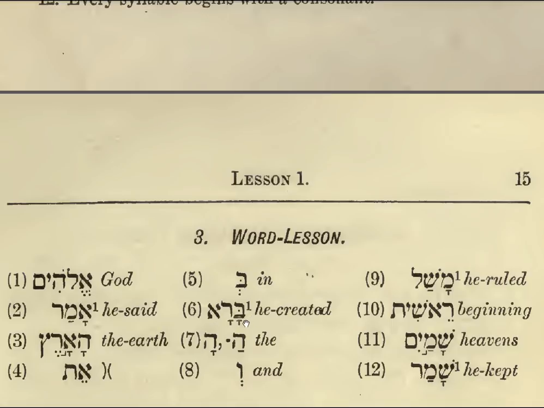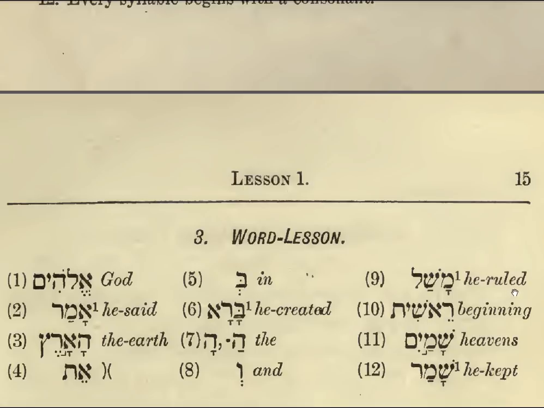Bara. He created. Note there's two long vowels. Bara. He created. And then we have ha, meaning the, and v, meaning and.